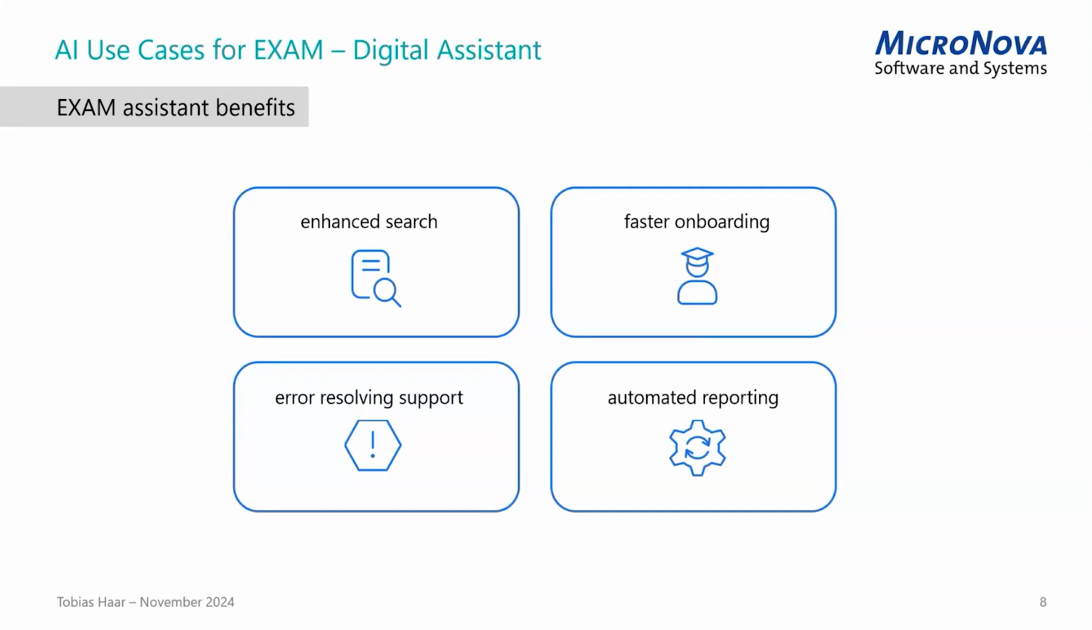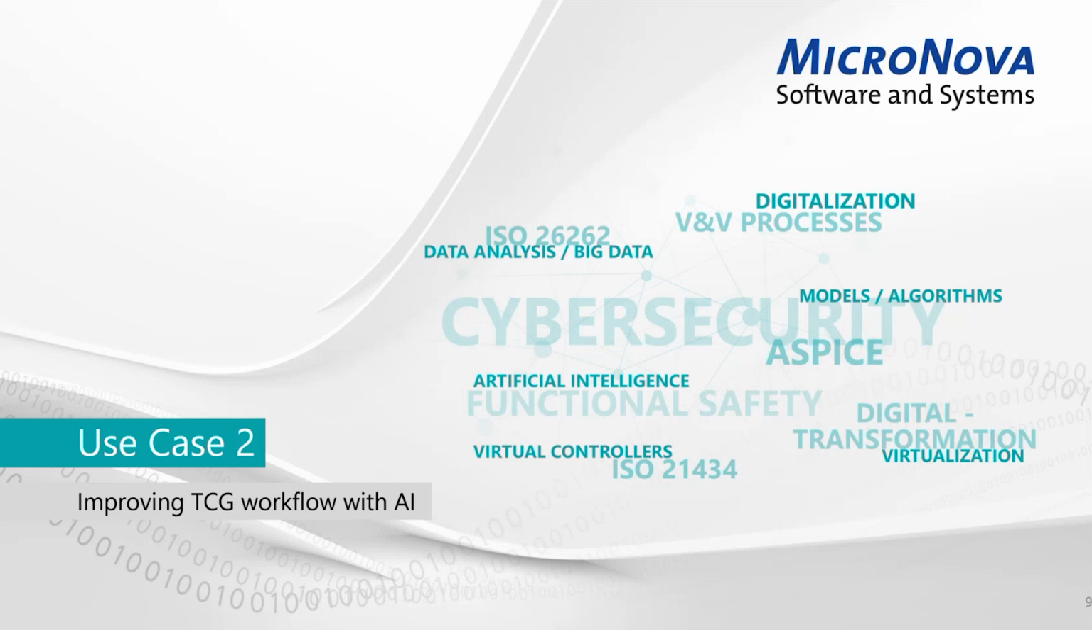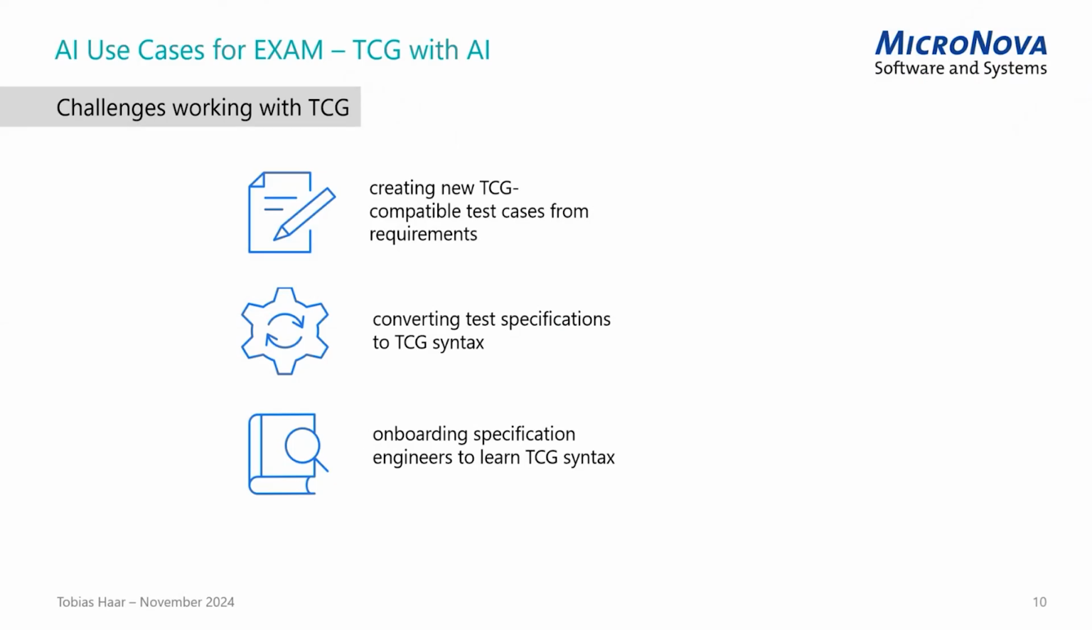But first, I'll go to the second use case, which is improving a TCG workflow with artificial intelligence. Here we also have used the concept of Retrieval Augmented Generation, and we apply it in the TCG context. So why do we do this again? There are challenges when we want to work with the TCG, which are mainly how do we create a compatible test specification and test cases from natural language requirements that we can put into our ALM tool and synchronize to exam so that we can use the TCG from there on and automate all the rest.